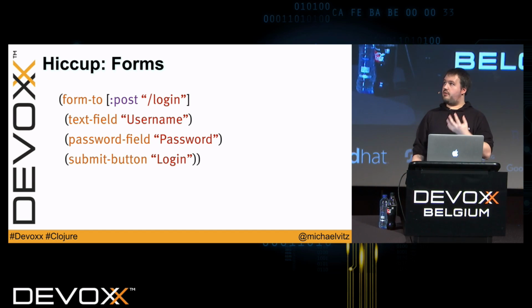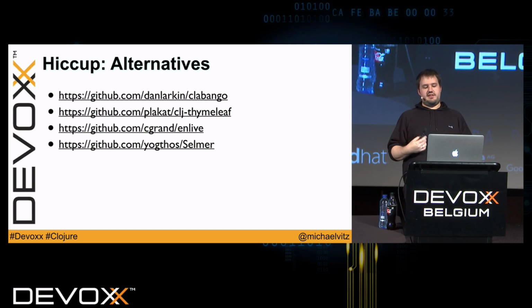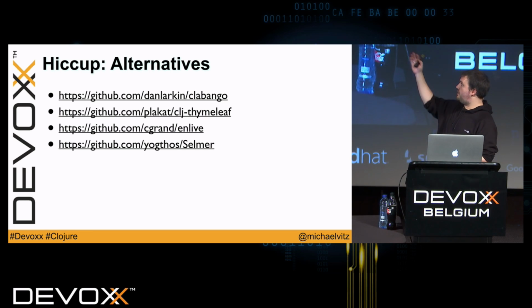And the same applies to forms. So there are multiple helper functions to construct your own forms. So you say form-to, which method, which URI, and then some text fields, password fields, submit button, and so on. And as I said, now you're writing Clojure code for your HTML templates, and your designer might not know Clojure, probably. You can use some of these alternatives.